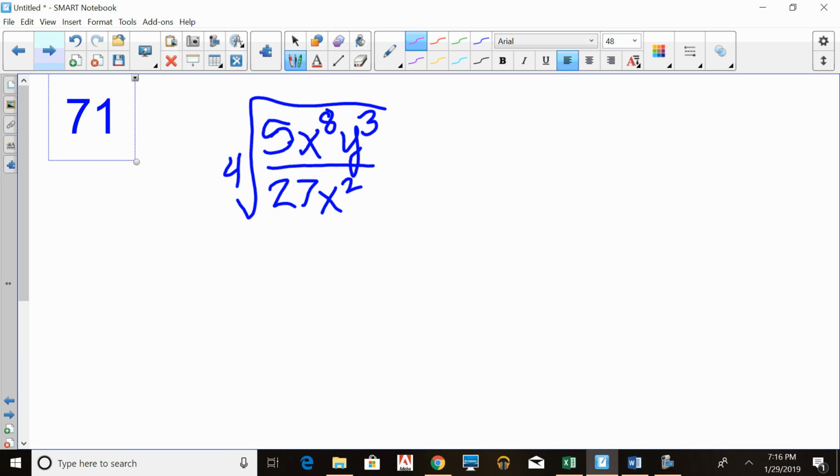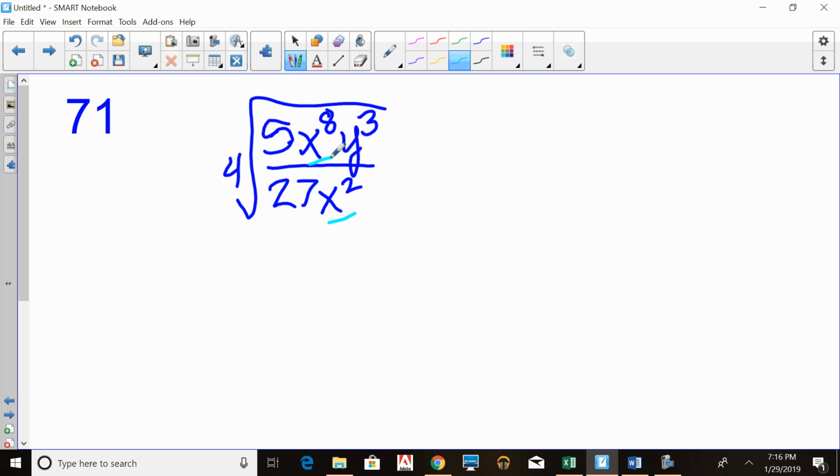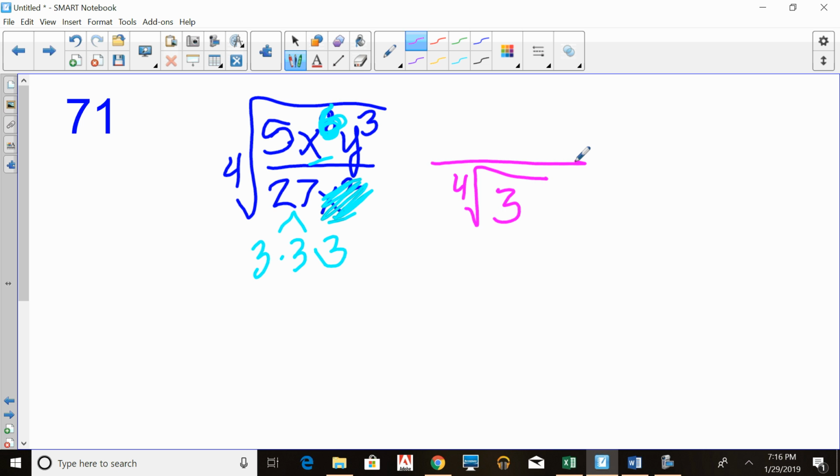All right, next one is the 4th root of 5 x to the 8th y to the 3rd over 27 x squared. Okay, again, right away, because you have an x squared and an x to the 8th, you can divide the x squared out. Turns that into x to the 6th. 27, hey, that's 3 times 3 times 3. But we need 4th root, so we have to multiply by the 4th root of another 3 in both the numerator and denominator, because that's just 1.